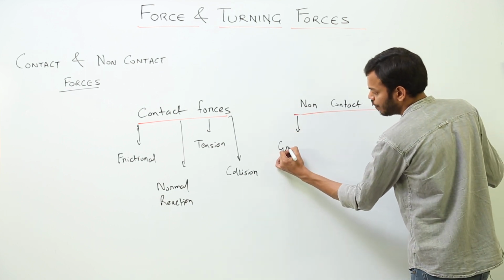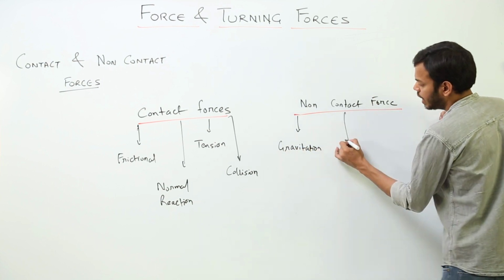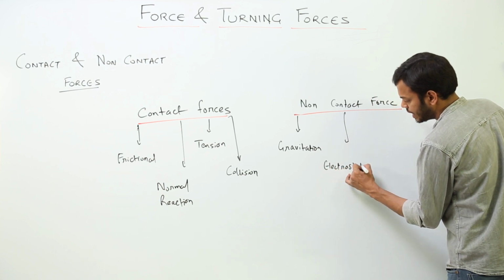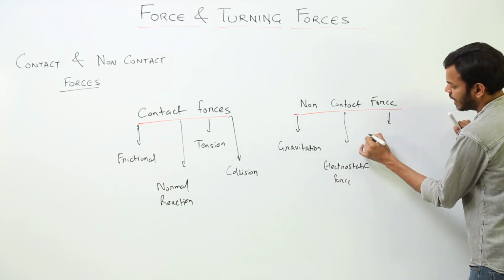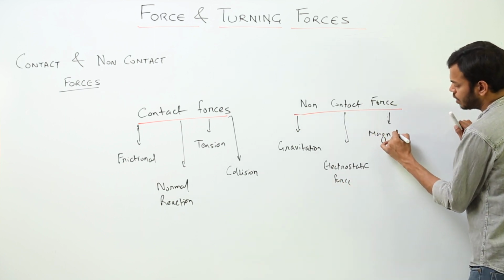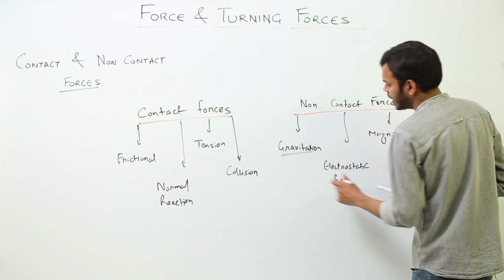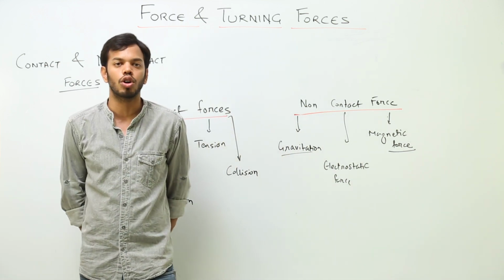We have gravitational force first of all, then we have electrostatic force. What else? Do we have any other force? Yes, we have magnetic force. So magnetic force is something which we are going to study in our coming chapters, whereas gravitational force you have already studied. So this is what we mean by contact and non-contact forces.